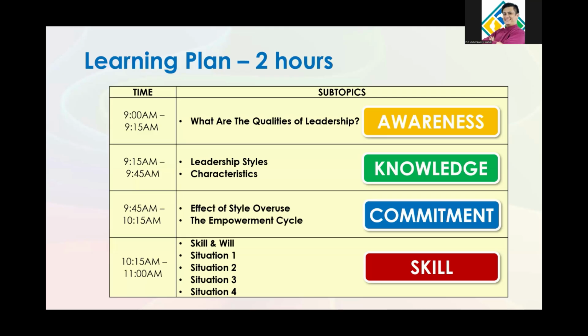So if you watch very carefully, awareness and commitment works on the emotional aspect. Knowledge and skill works more on the logical aspect. But it's not exclusive. Even in knowledge, you have emotion. Even in skill, you have emotion. But it's easy to see it that way. So yes, you're right. Thank you very much for that.